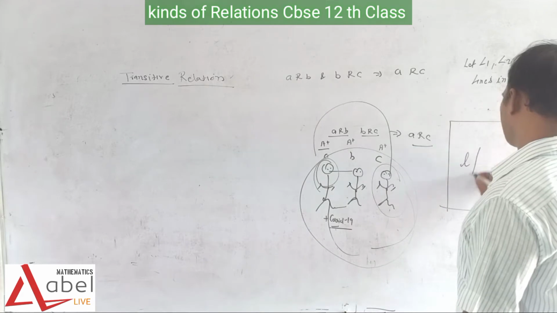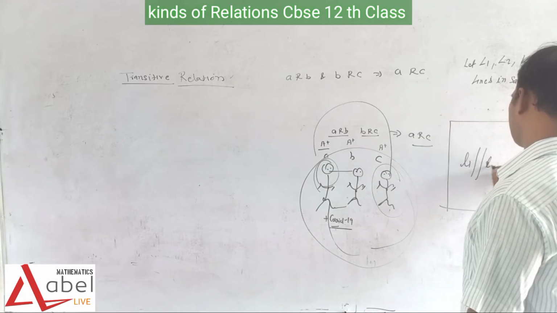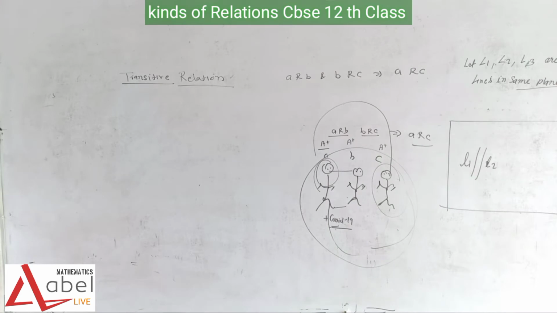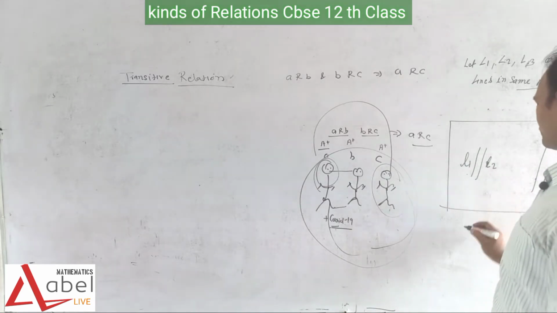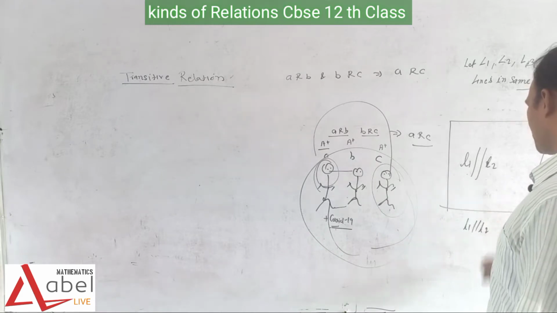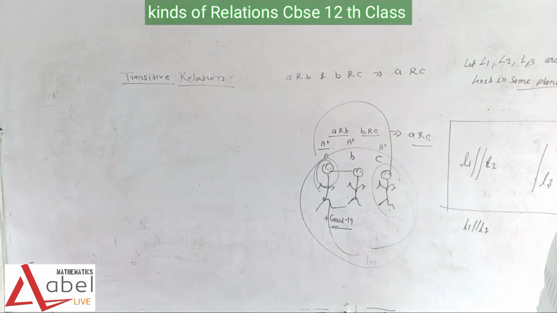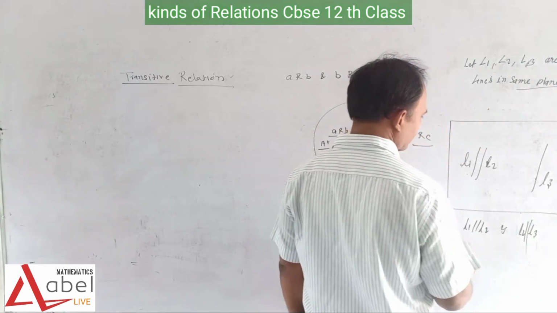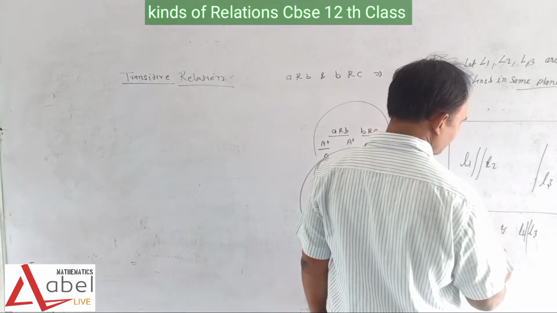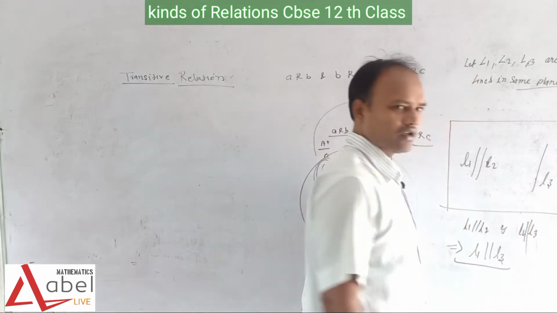Here the L1 line is parallel to L2. One relation is that L1 and L2 are parallel. Now the second relation is L2 is also parallel to L3. Then why can we not say that L1 is also parallel to L3?